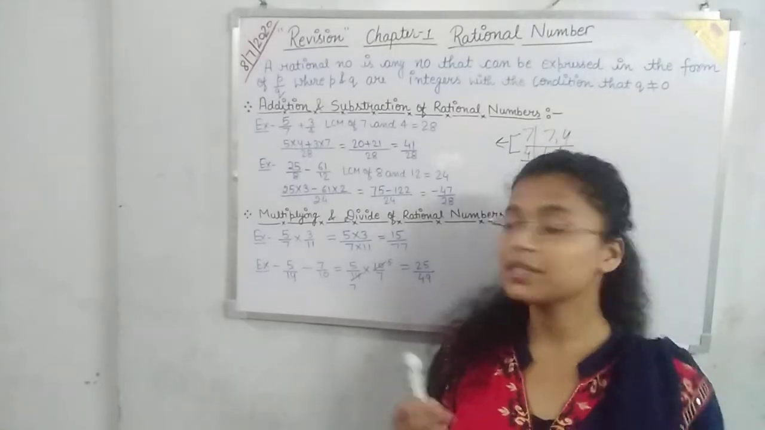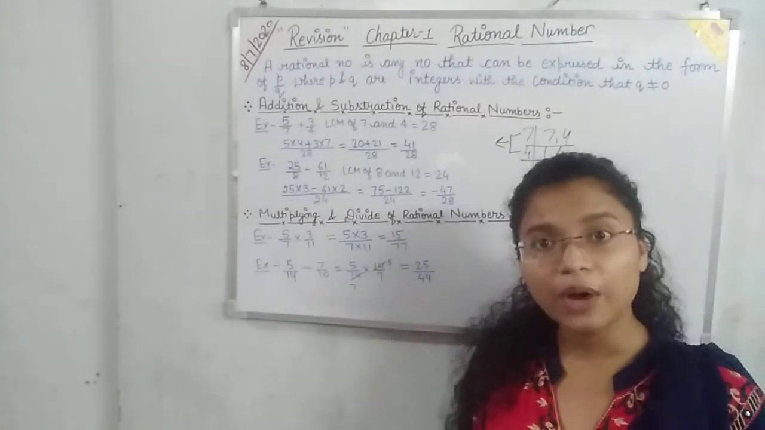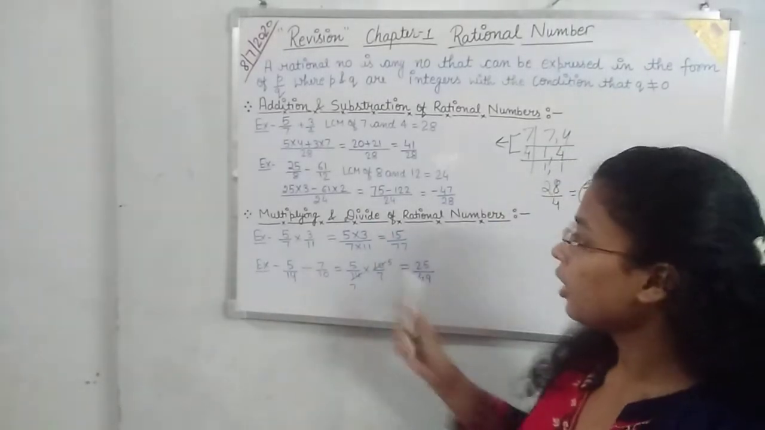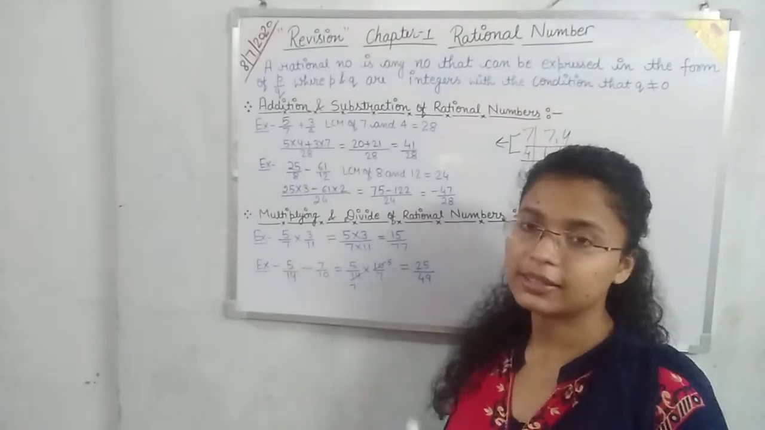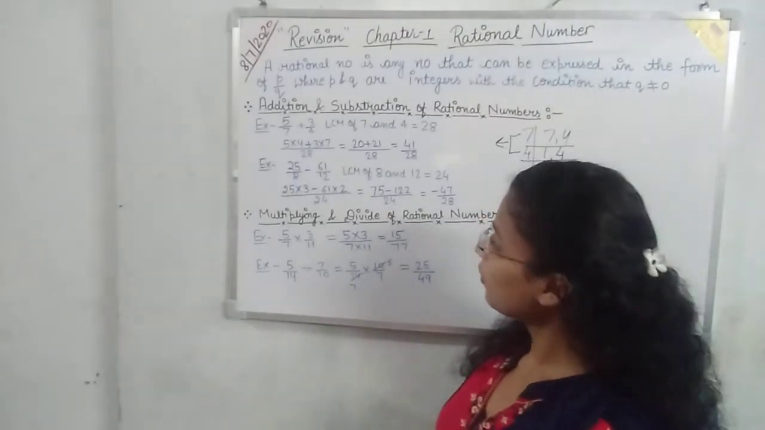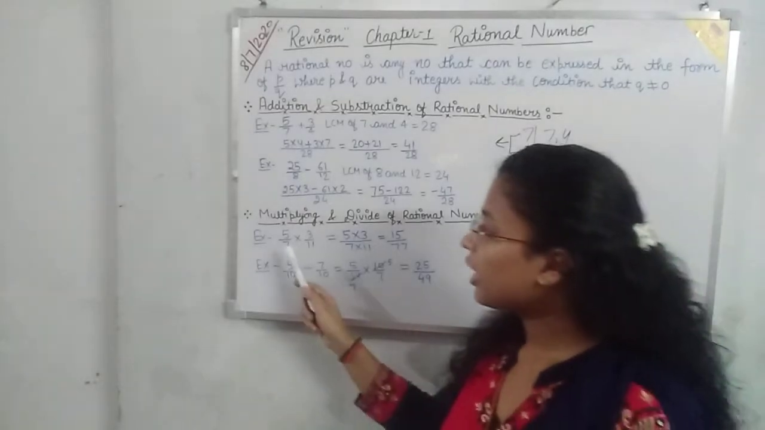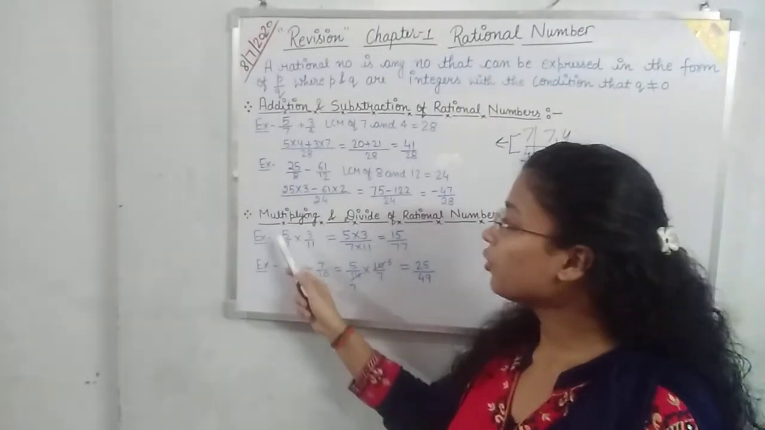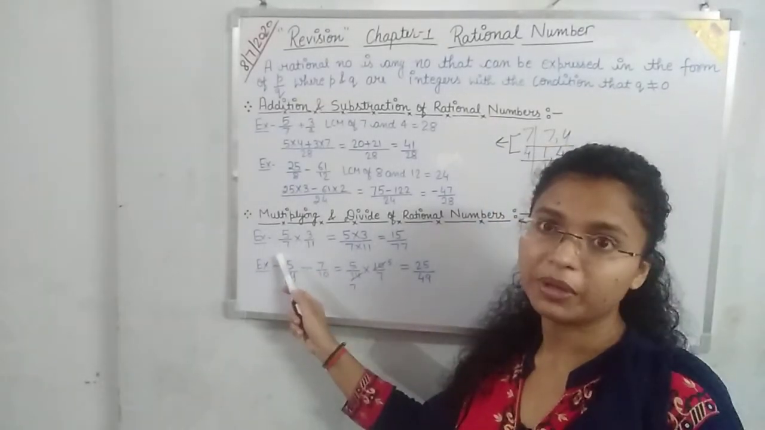Now we will discuss how to multiply and divide two rational numbers. Okay. Suppose this is your given example and you have to multiply the two rational numbers. So either you can cancel in the cross or you can cancel the numerator and denominator.